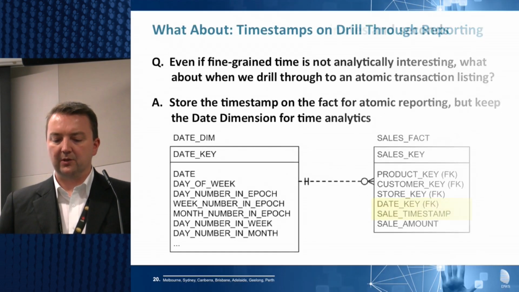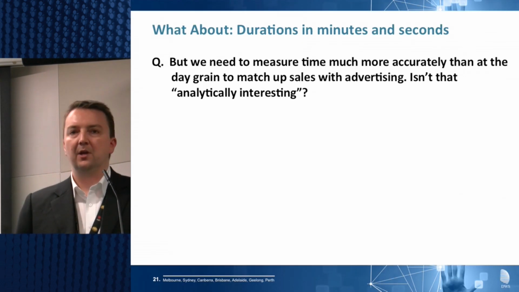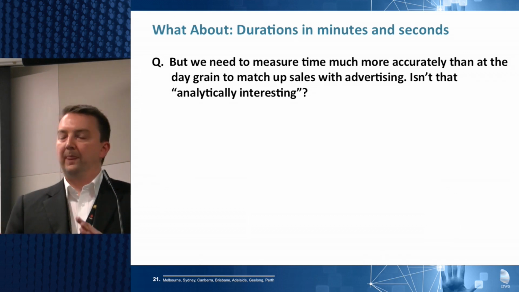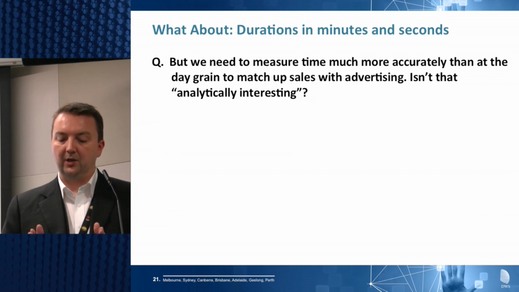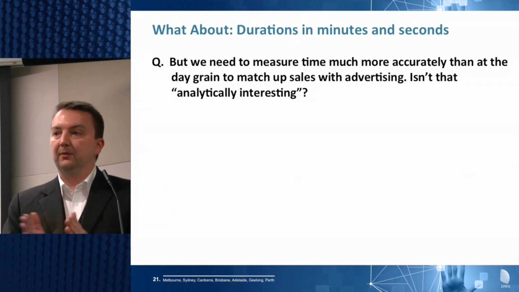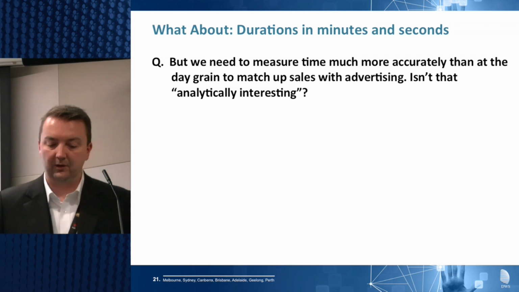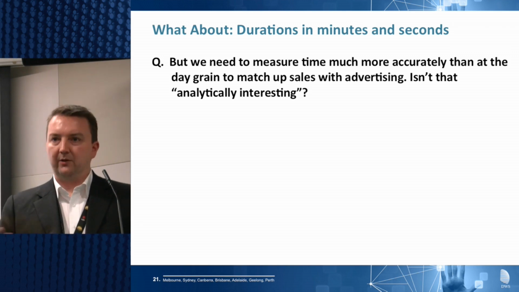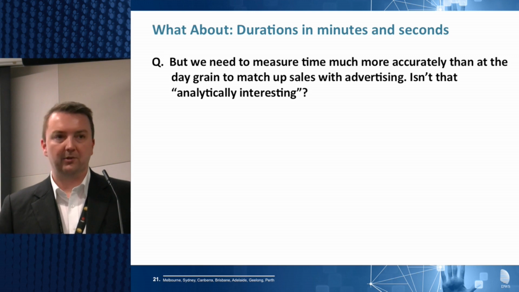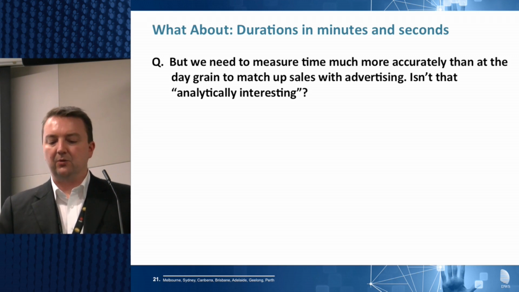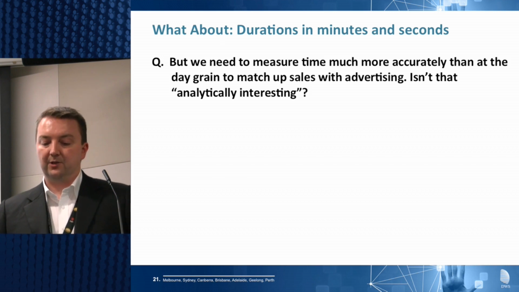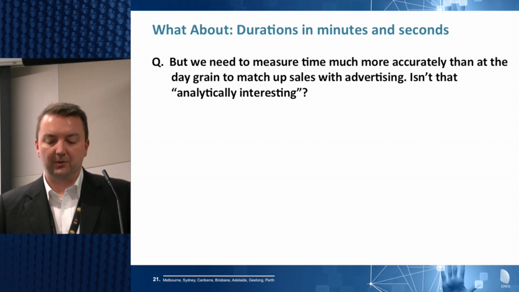What about durations in minutes and seconds? We've got two events that are accurate to the second or even finer, and we want to measure the duration between those two events. That's analytically interesting. This sort of thing happens all the time. But we want to measure things that only take a few seconds or a few minutes to occur. So the duration between measurements, or between facts, if you like, is a new measurement itself.